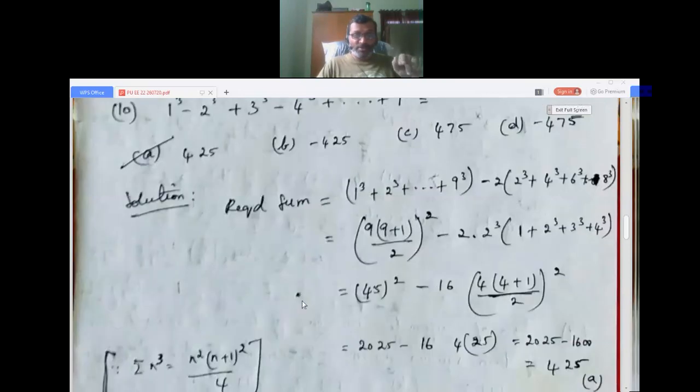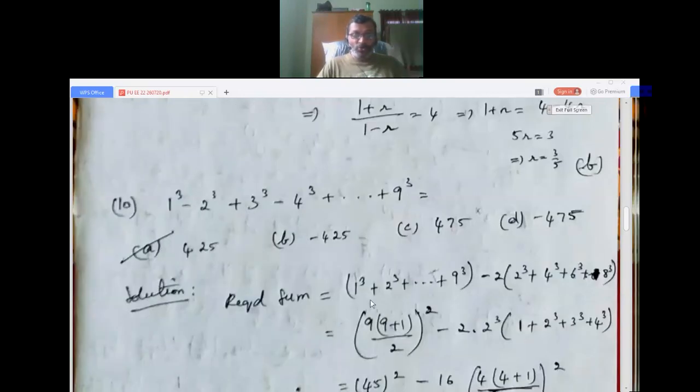Required sum equals, see, first I take all the sums, 1 cubed plus 2 cubed plus etc. till 9 cubed. Same question, even if they give till 10 cubed, even if they give till 100 cubed, same method. So 1 cubed plus 2 cubed plus ... 9 cubed minus, see what I am doing, minus 2 into 2 cubed, 4 cubed, 6 cubed, all even numbers, plus dot dot dot till 8 cubed. So 2 times. Why did I take 2 times?